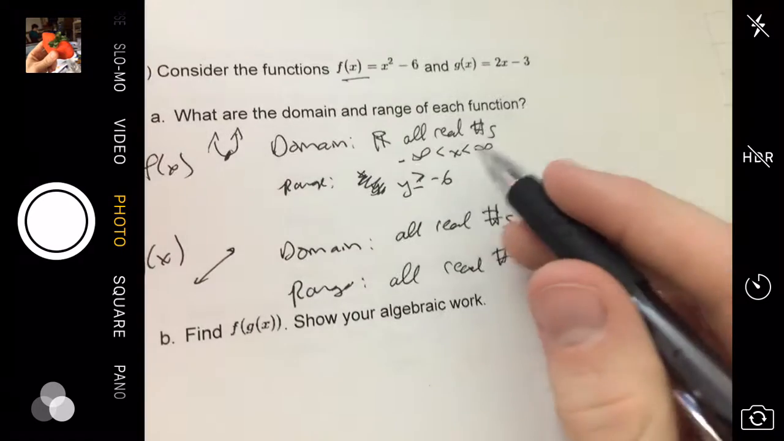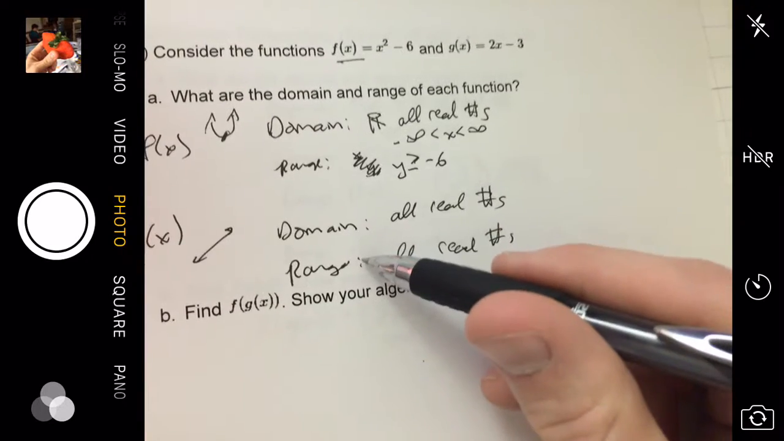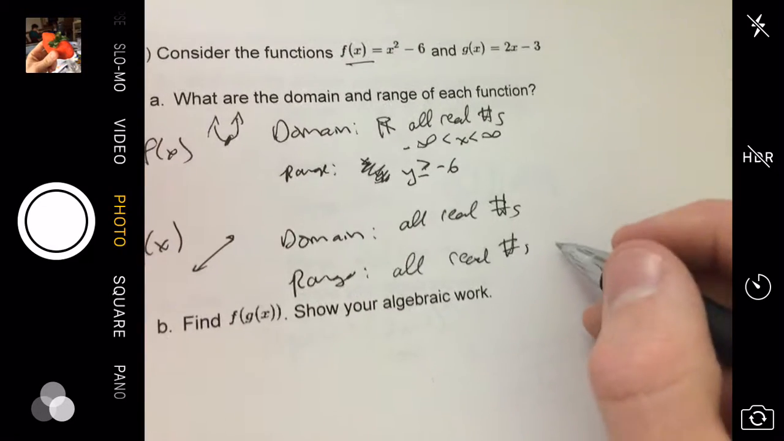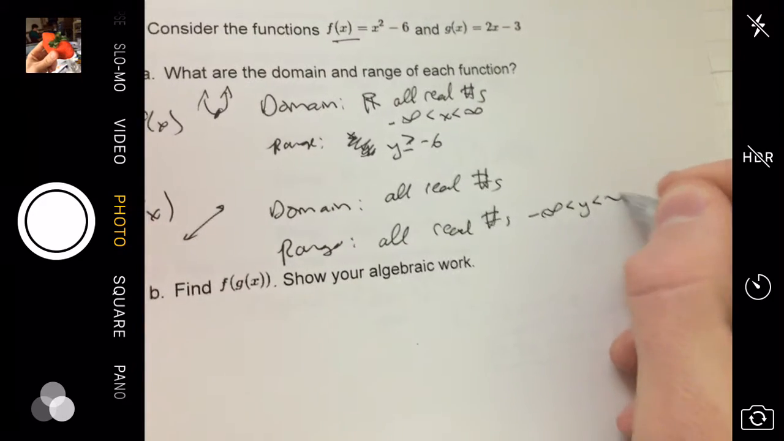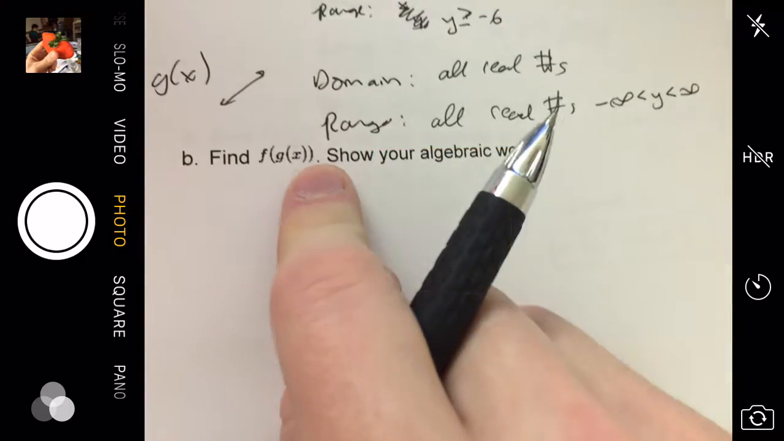Make sure if you do use the notation on range that you use y. So if you were to write out like this, for example, make sure you use y, not x, for the range. Cool. Alright, find f of g of x. This is the function composition part.